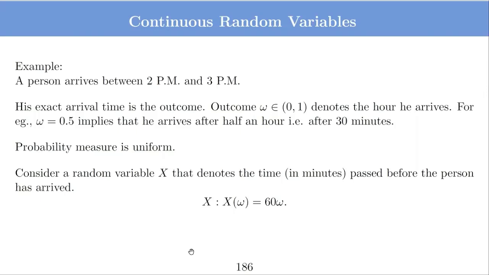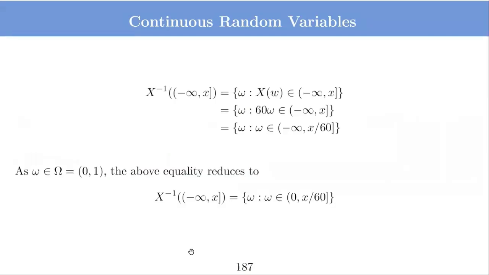So let us say, consider a random variable X, which denotes the time in minutes passed before the person has arrived. So X is defined in a way that X(omega) for any omega is equal to 60 omega. This means if omega is 0.5, the value of X would be 60 into 0.5, which is 30. So 30 minutes has been passed. So this is a function from [0, 1] to [0, 60]. We want to understand whether this is a continuous random variable or not. Okay, so let us first compute the pre-image under this random variable.